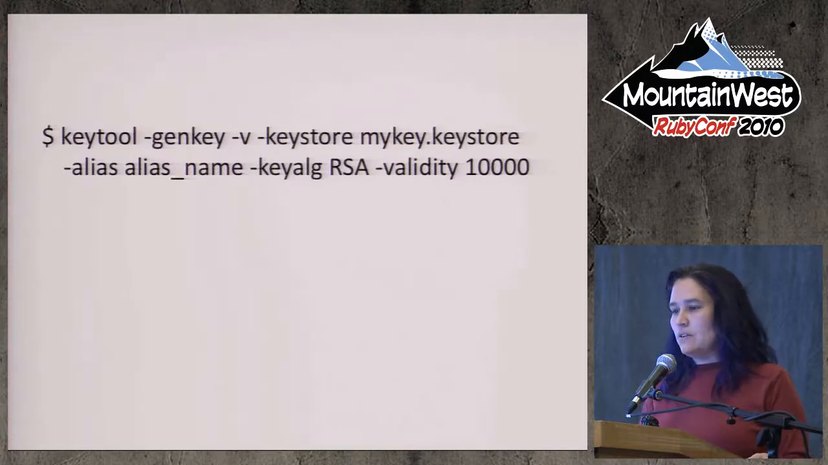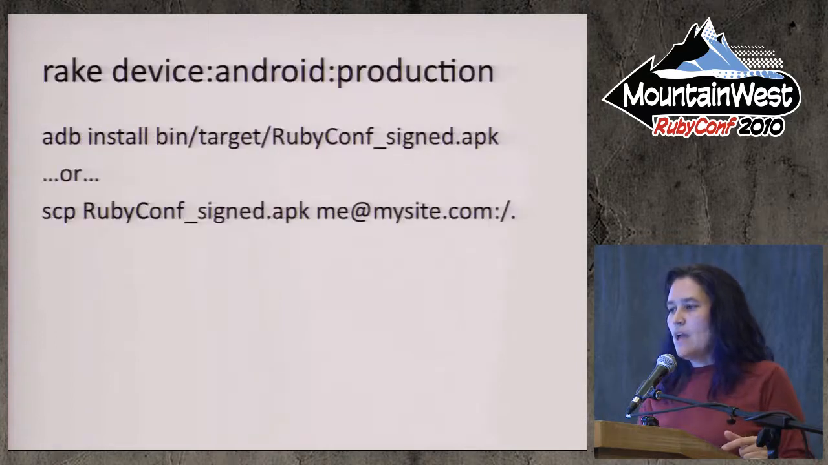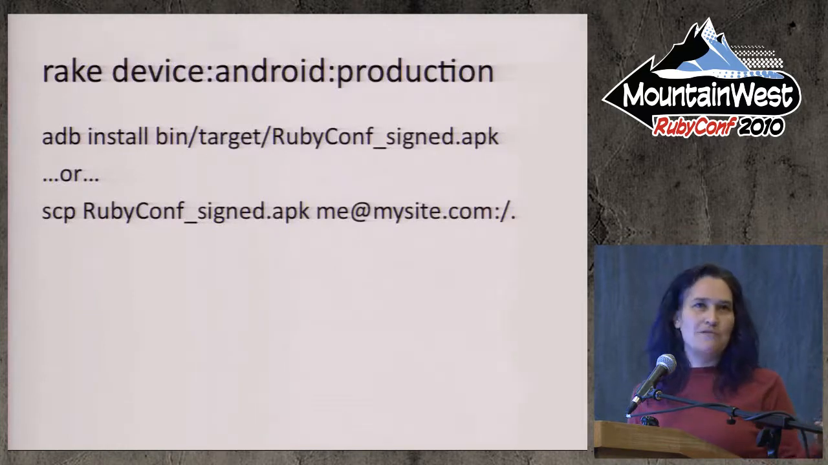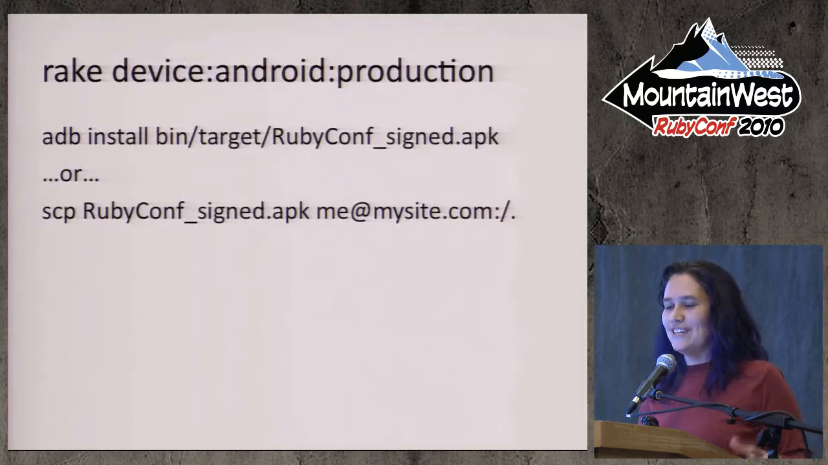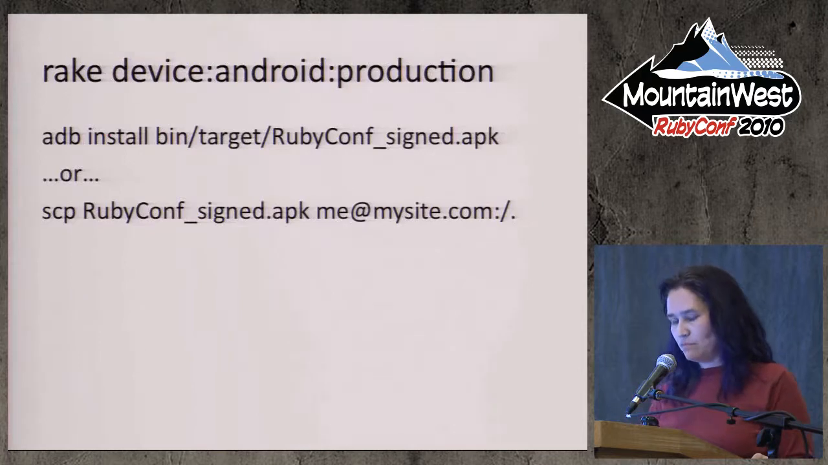Android makes it easier in terms of key generation. You can do something on your local machine. And then, again, with RoMobile, you can use one of these rake tasks. If you were writing a Java app in an alternate universe, you would do it in Eclipse or something. But you use this rake task, it creates this APK file, which you can ADB install if you've got your device connected, or you can SCP up to your web server and navigate to it.